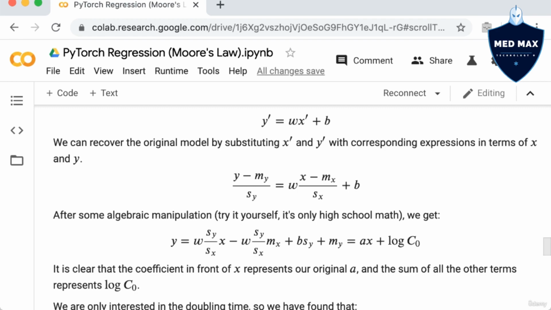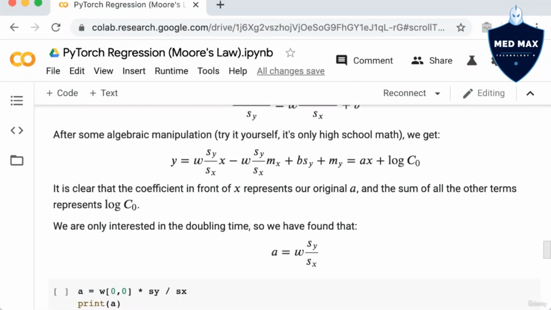Clearly, the three terms not involving x are equal to the intercept log of c naught. Remember, we don't care about that because that doesn't involve the rate of growth. Instead, what we care about is the slope. Luckily, it has a simple expression. It's just w times sy divided by sx. We know that our original line has the form ax plus log of c naught, and therefore we can conclude that if we had fitted a line to our original data, the slope would be a equals w times sy divided by sx.